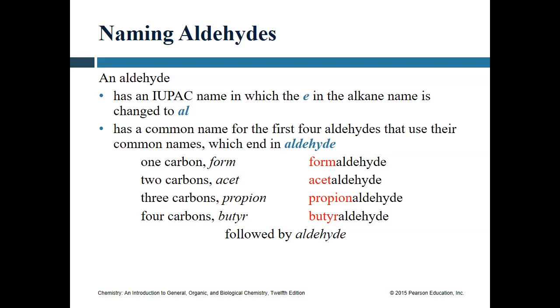For 3 and 4, kind of close. We're familiar with prop for propane, propene, propyne, propyl groups. We're familiar with butyl for 4 carbon chains. These are just variations on those. Propionaldehyde would be a 3 carbon aldehyde. Butyr for butyraldehyde, or butyraldehyde, depending upon just how you pronounce that Y.